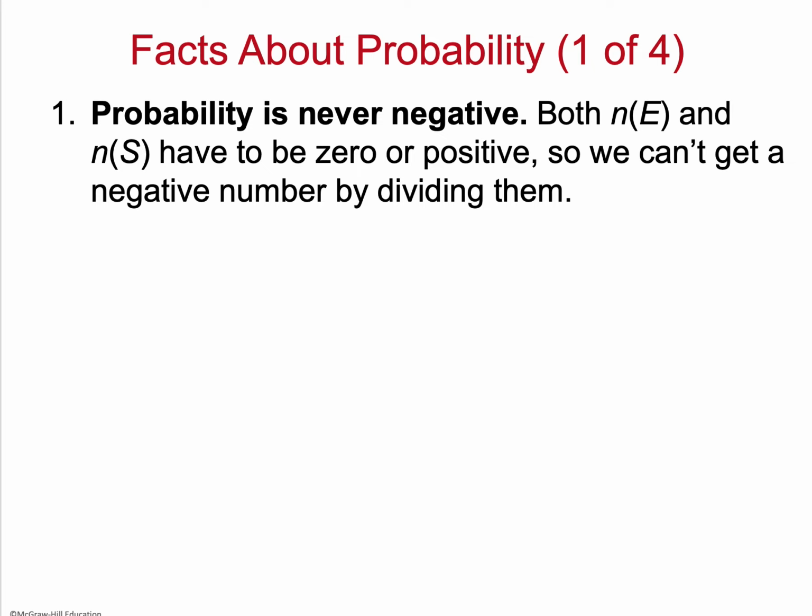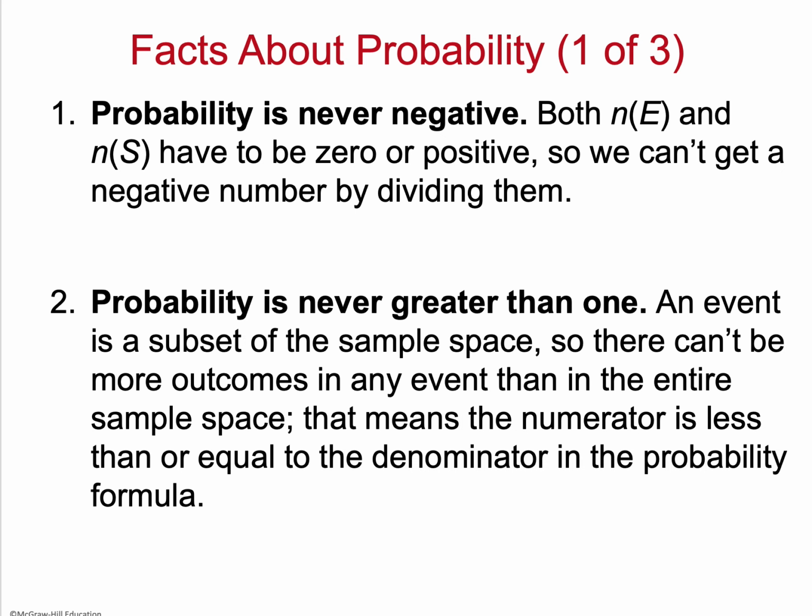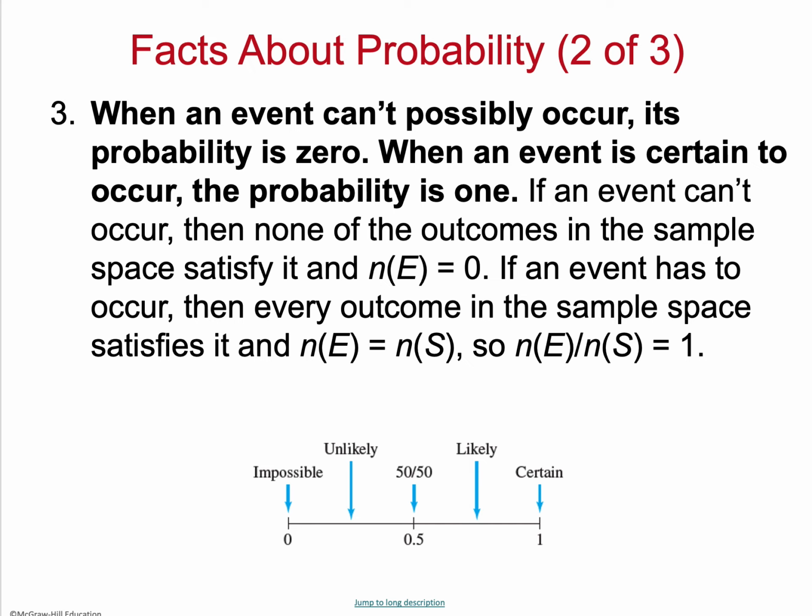A few facts about probability. Probability is never going to be negative. It's always going to be a positive number. It's never going to be greater than 1 or 100%, because I can't have over 100% chance of something happening. When an event can't possibly occur, the probability is 0. So, for instance, if I ask you what are the odds of rolling a 10 on a die, I can't roll a 10 on one singular die, so the probability is going to be 0 because that's an impossible event.